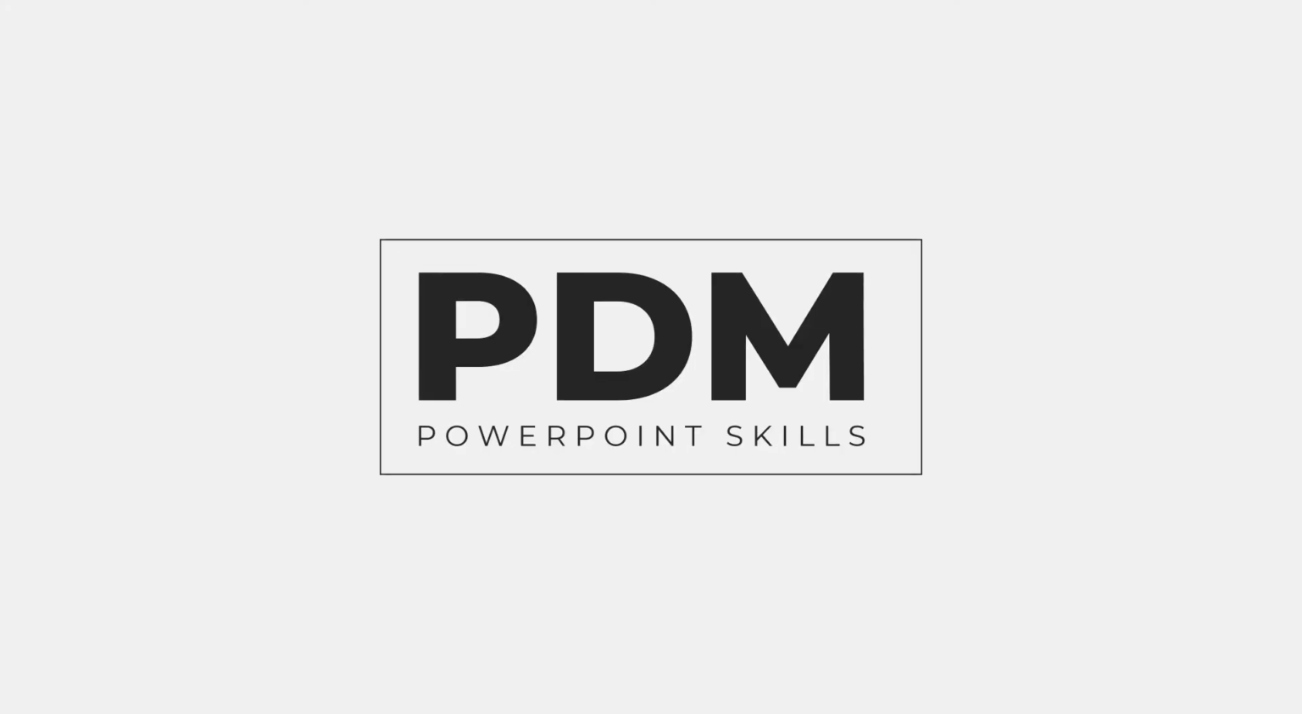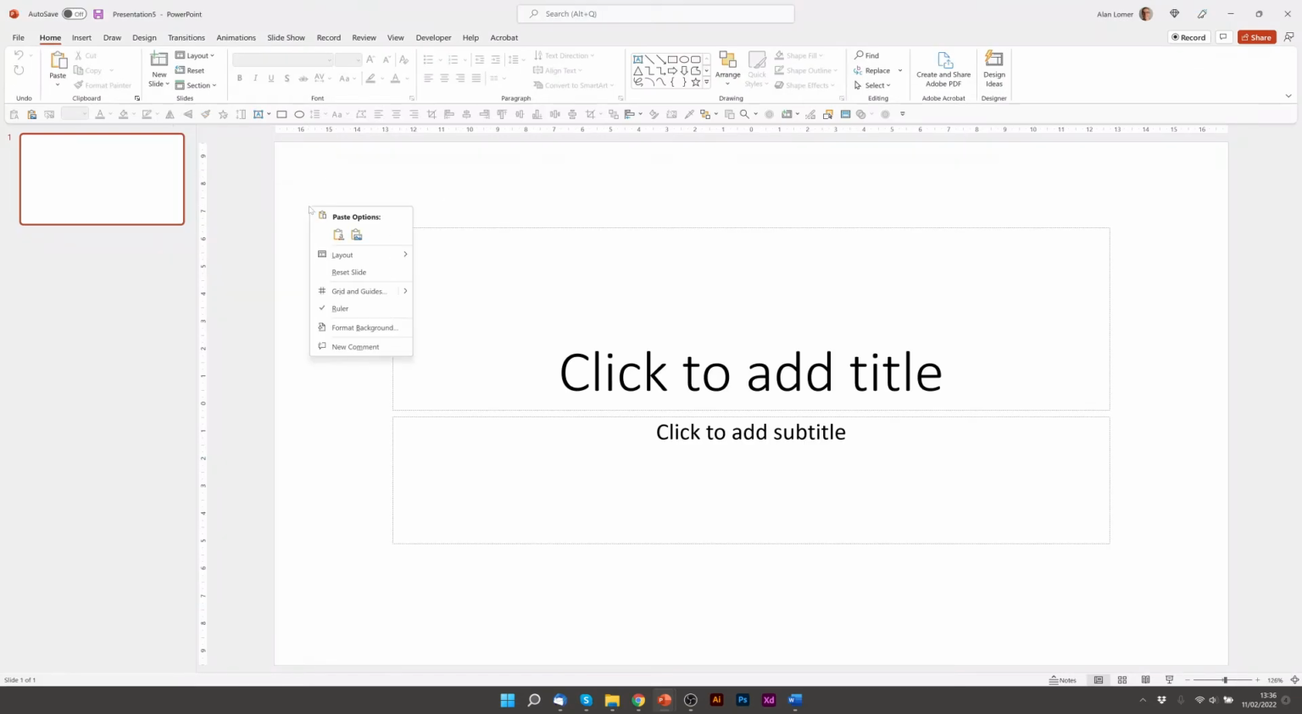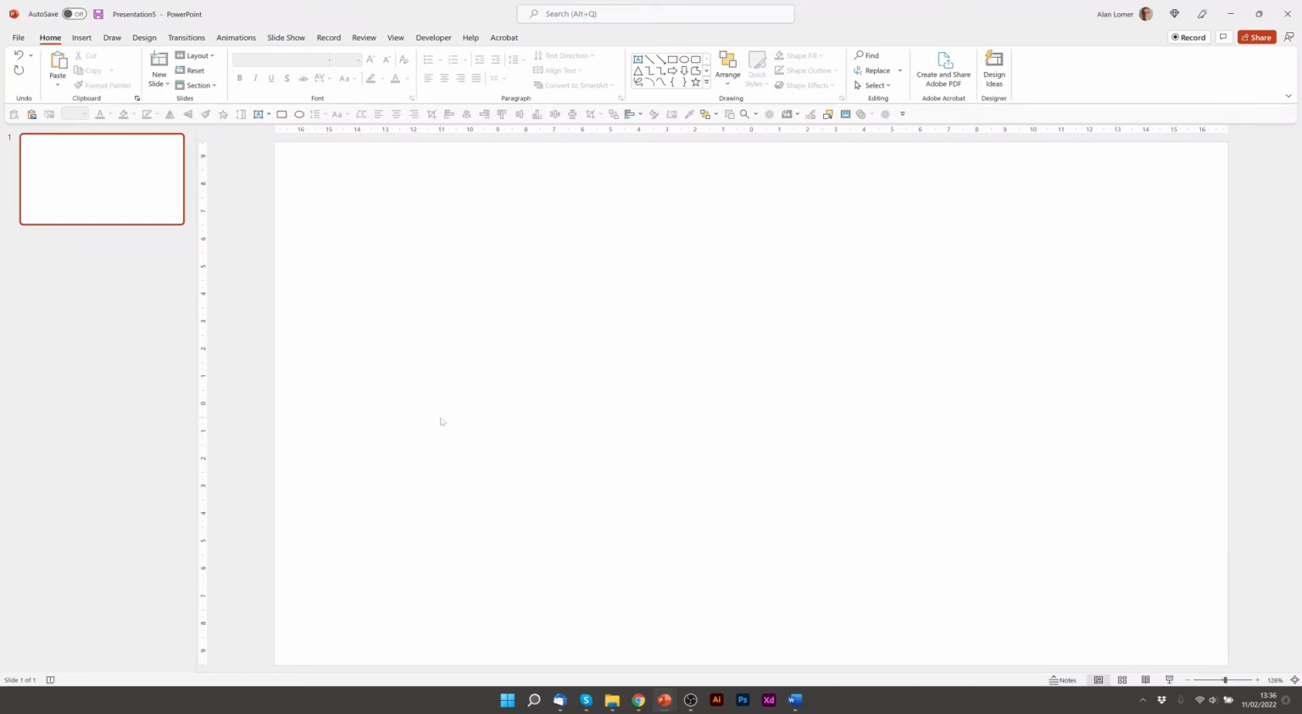In this short tutorial, I'm going to be showing you how you can use gradients to create this cool looking sunrise animation. So let's jump into it. As always, we'll go to File, New, Blank Presentation, right click, Layout Blank. Now let's create the background and add the sunrise shape.